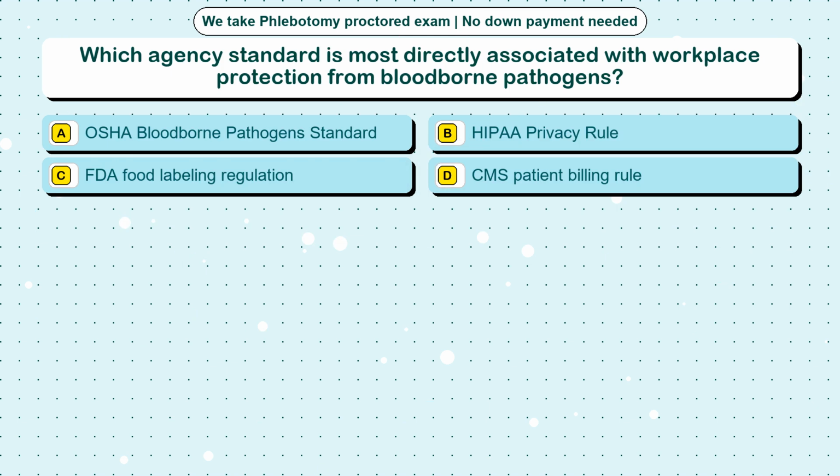Question 73. Which agency standard is most directly associated with workplace protection from bloodborne pathogens? Option A. OSHA Bloodborne Pathogens Standard. Option B. HIPAA Privacy Rule. Option C. FDA Food Labeling Regulation. Option D. CMS Patient Billing Rule.